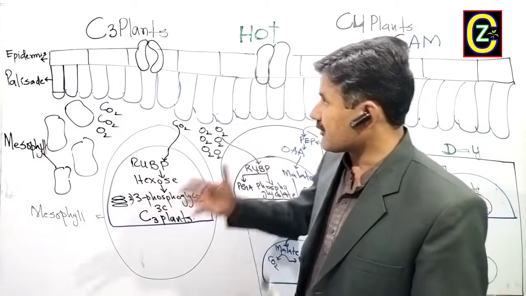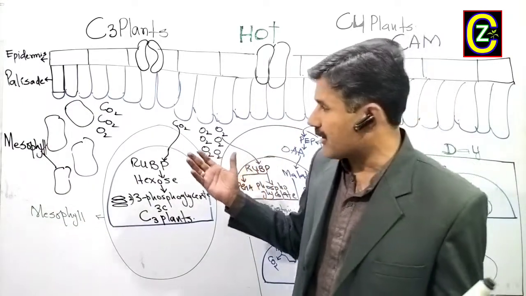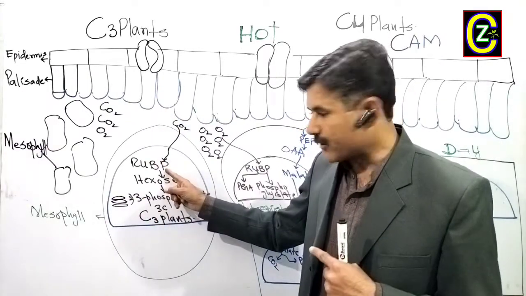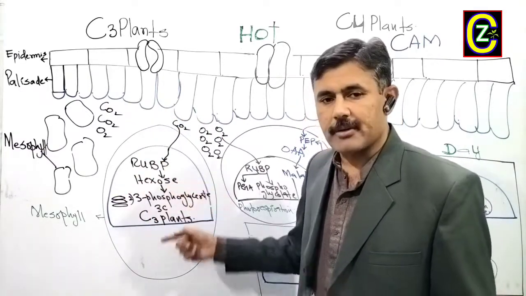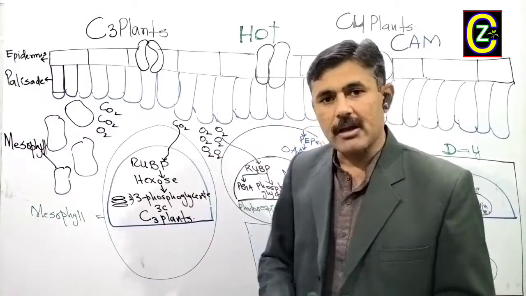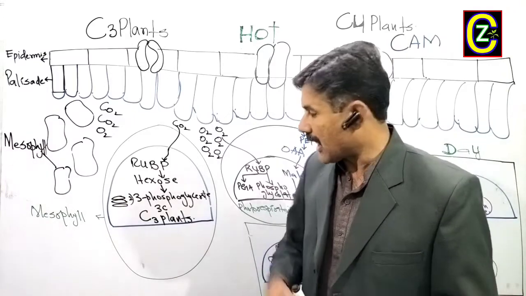Very simple. They simply have their stomata open during daytime. They can fix carbon dioxide, and carbon dioxide is fixed into RuBP, which synthesizes a hexose that breaks into trioses. They contain 3 carbons. Therefore, these plants are termed C3 plants.